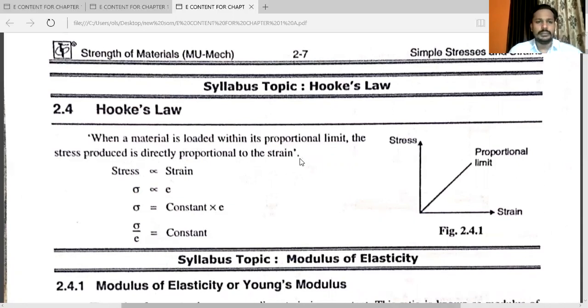So many syllabus topics are there. Here I am taking one by one, but you have to highlight each and every formula. You have to refer to the E content always. You have to highlight all the formulas that I am explaining here. Stress upon strain is equal to constant.